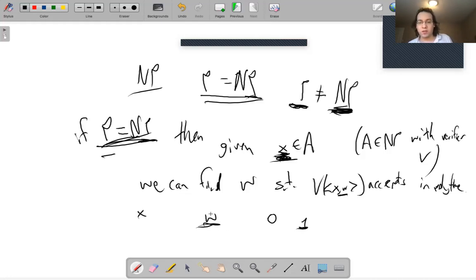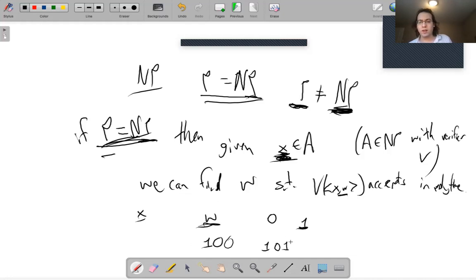And this way I can find the first bit of W. After I found the first bit, I can then find the second bit. I can say, okay, so the first bit was 1. So is there a witness for X whose first 2 bits are 1, 0? And if the answer is yes, then I'll ask, is there a witness for X whose first 3 bits are 1, 0, 0? And maybe the answer is no, and okay, I'll go with 1, 0, 1.